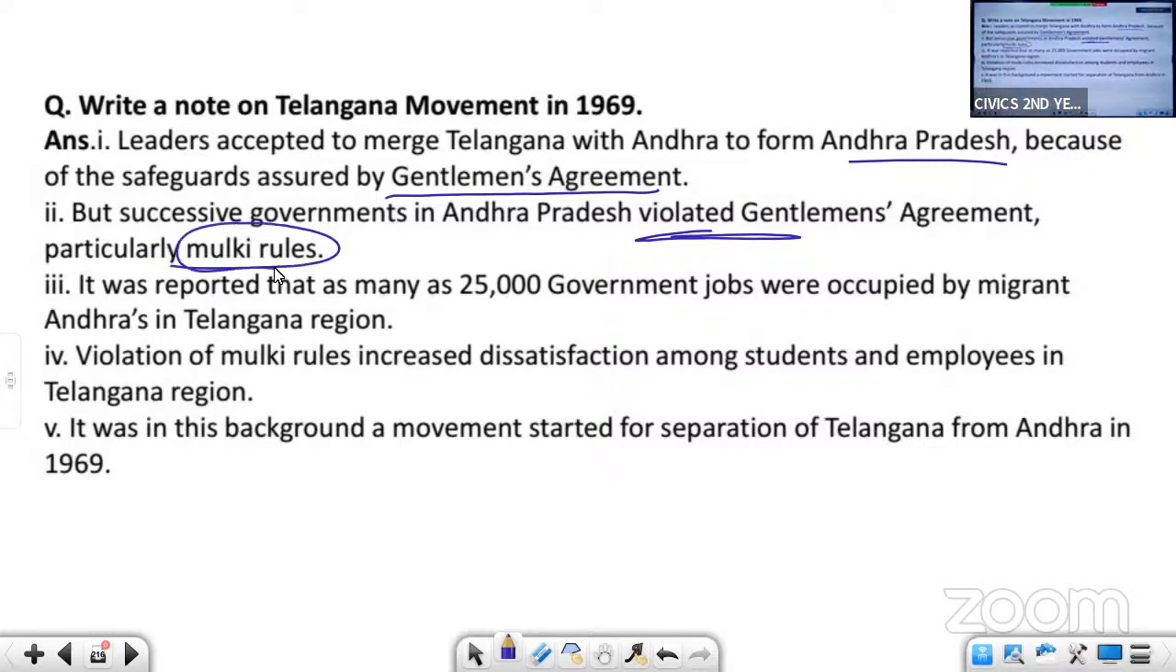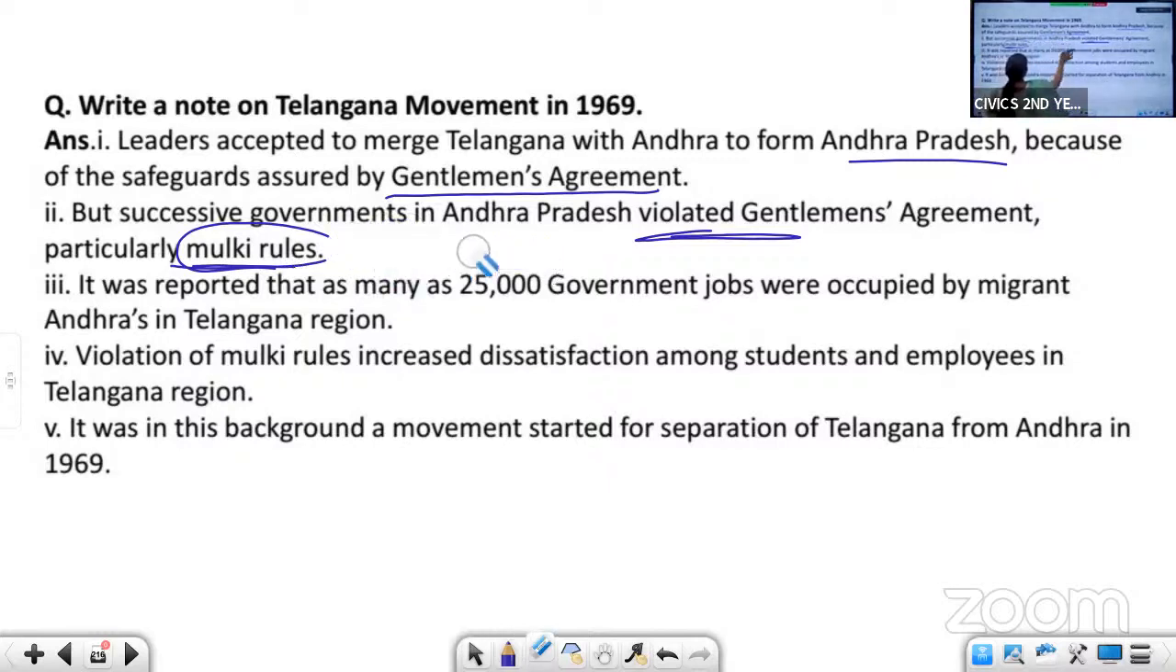In the gentlemen's agreement, they said that if a person is staying in the Telangana region for 15 years continuously, then he will be eligible for education and employment opportunities. But after the formation of Andhra Pradesh, they reduced this Mulki rule to 4 years. Instead of 15 years, they made it 4 years.